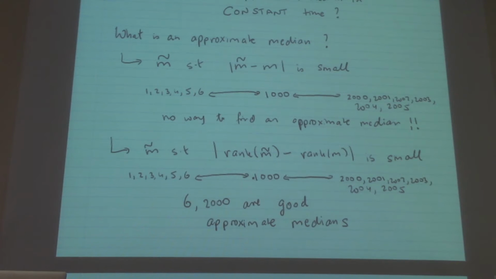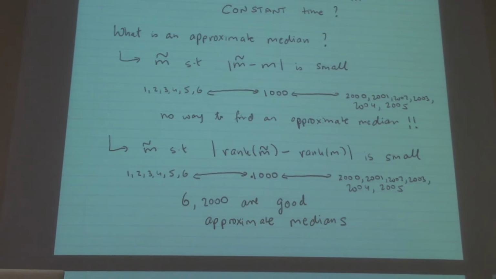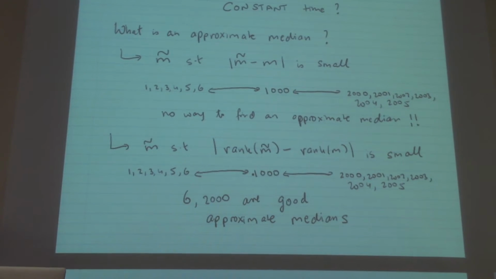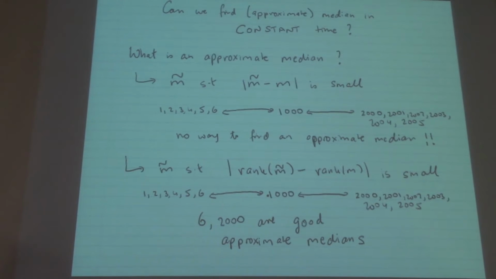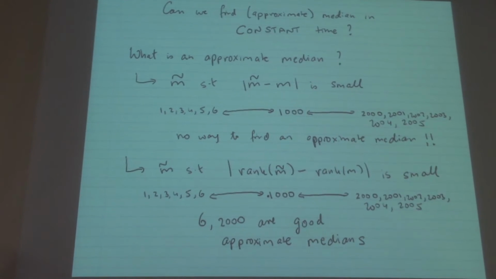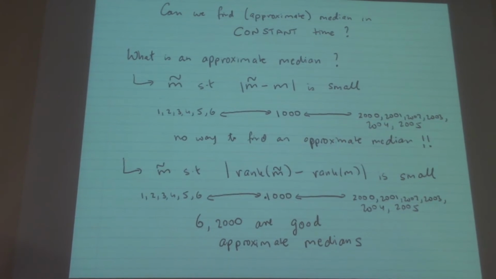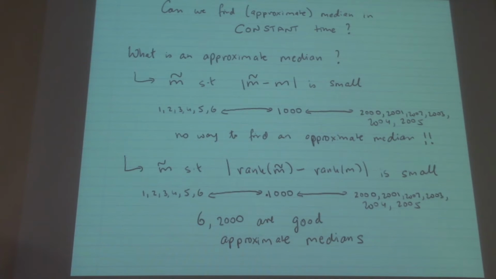The obvious way to define an approximate median is to find a number n tilde that is very close to the actual median, so its difference from the actual median is small. And we run into big trouble if we do this. Look at that example up there. It consists of the numbers 1, 2, 3, 4, 5, 6, the number 1000, and 2000, 2005. The median of the set is obviously 1000.